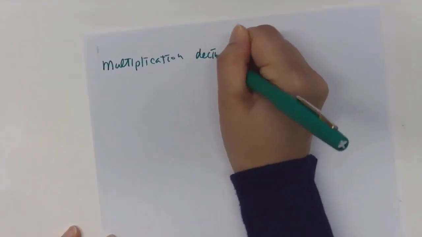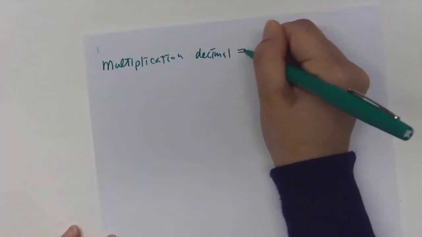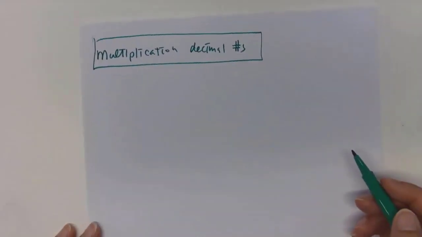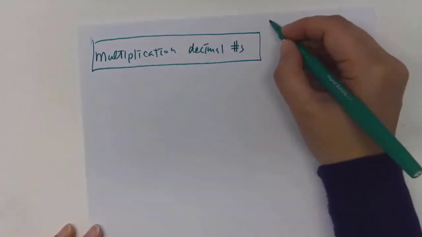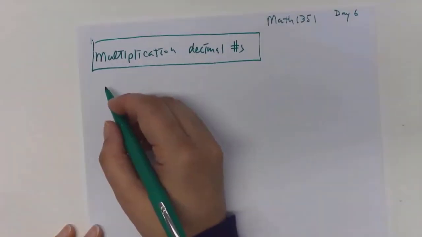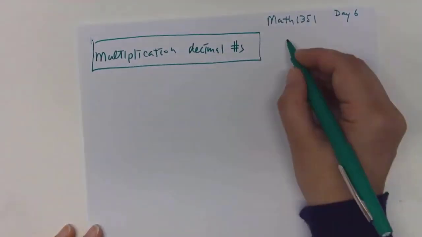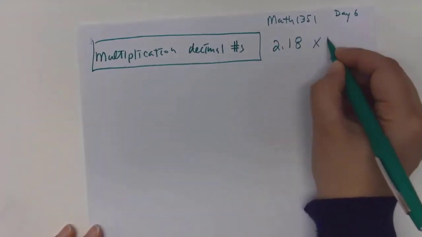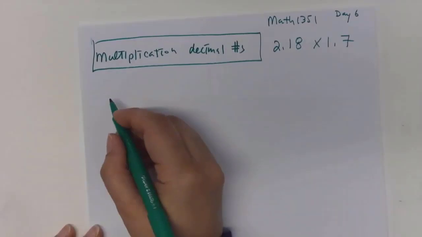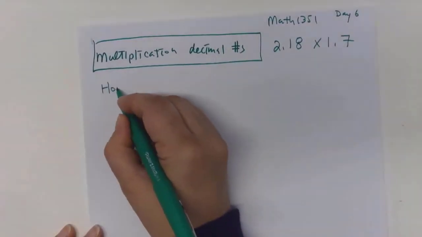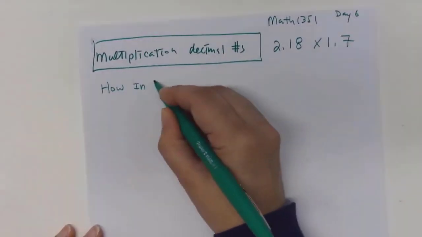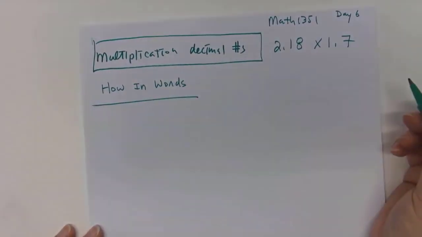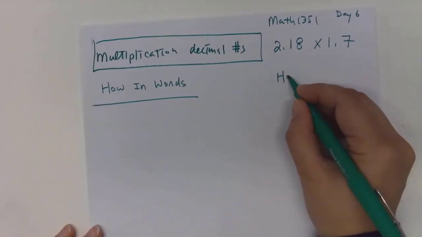Next, we're going to talk about multiplication of decimal numbers. For those, we need to be able to show how in words and how in steps. So the question we're doing is 2.18 times 1.7. We want to show how in words, and on your homework you will need to explain that and how in steps.